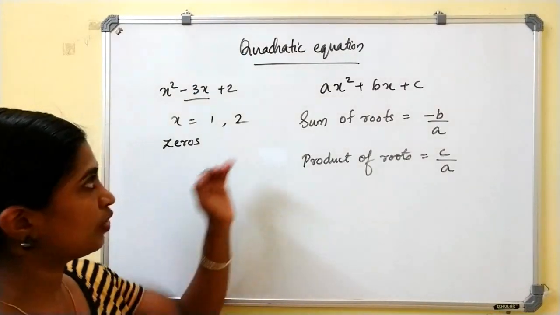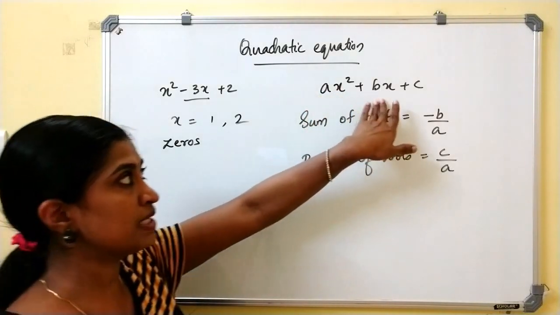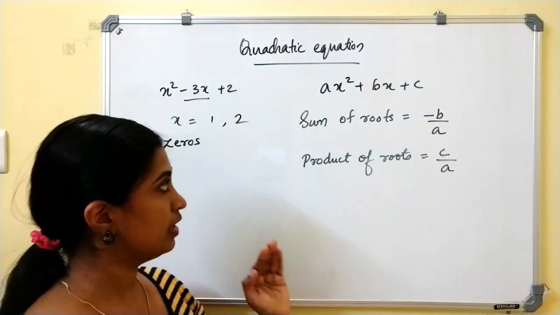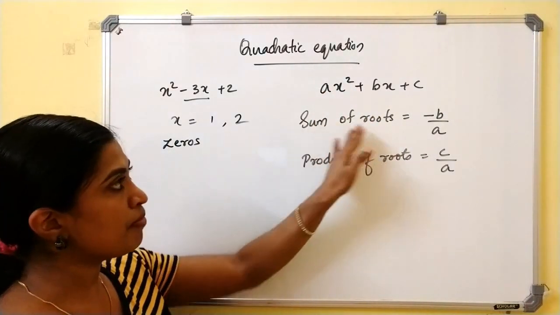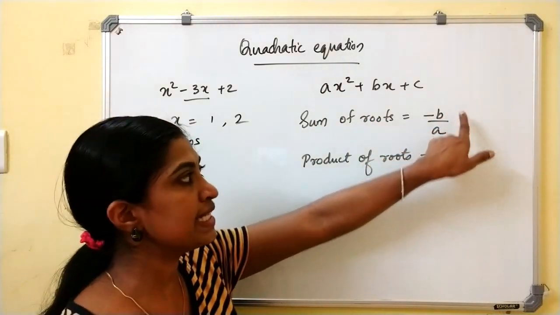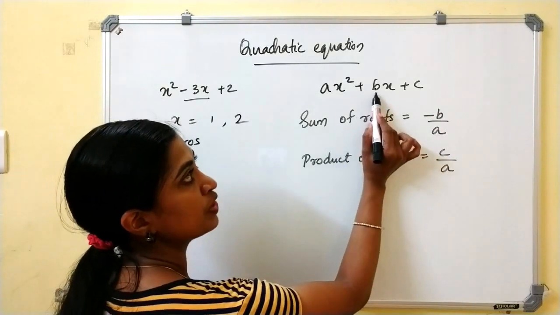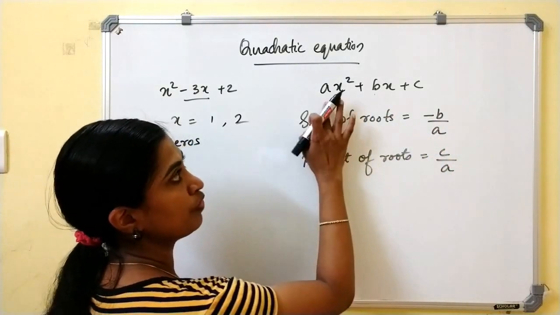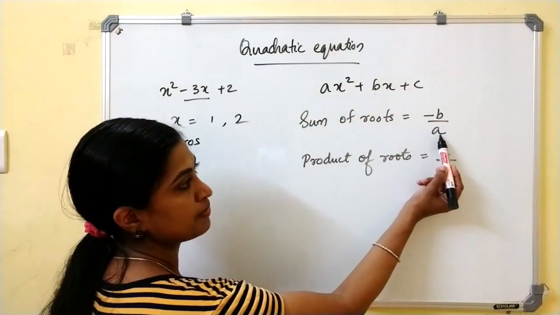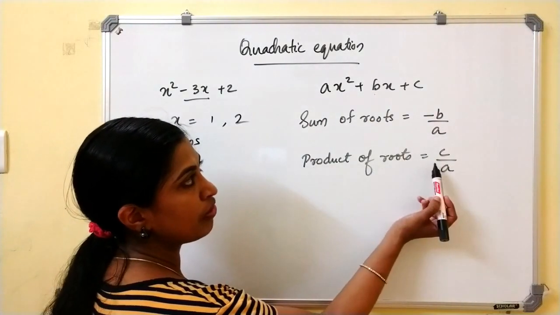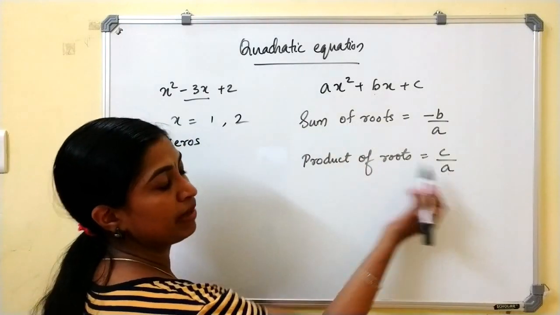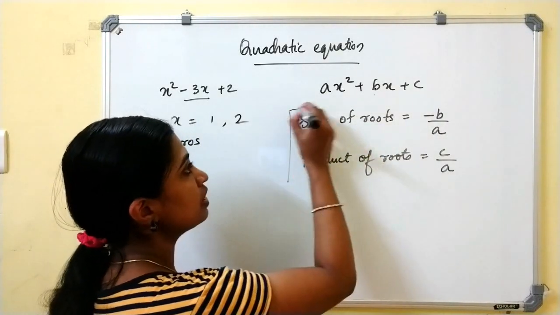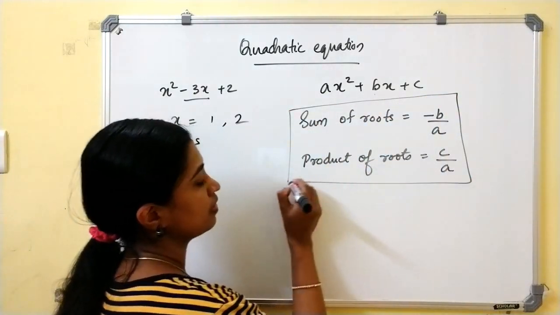If you are given a quadratic equation as ax square plus bx plus c, then we can find the sum of roots. The sum of roots will be equal to minus b by a, that is, minus the coefficient of x by the coefficient of x square. And the product of roots will be c, the constant term, divided by the coefficient of x square, c by a. This is very important. Questions are asked from this.